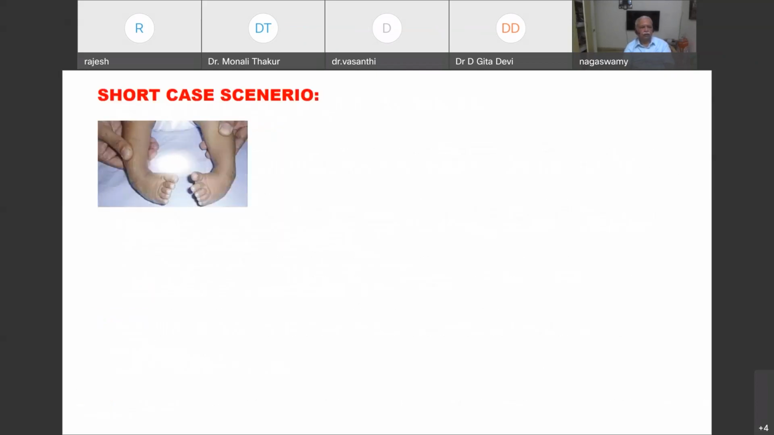Now I am showing some short case scenarios. Can anybody identify this? Talipes equinovarus, sir. Bilateral or unilateral? Bilateral. Always you must mention that. It's congenital bilateral talipes equinovarus. So what is the treatment for this? When do you start treatment? If it is present from birth, when do you start the treatment?